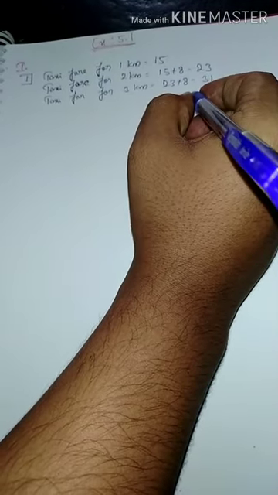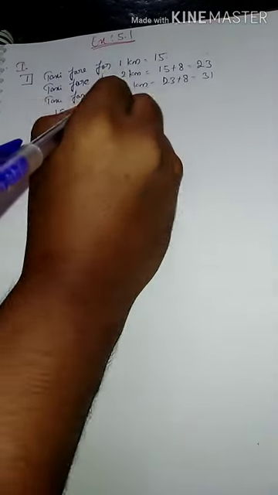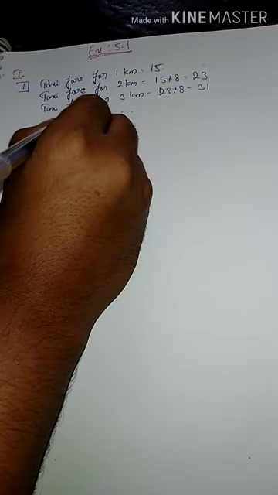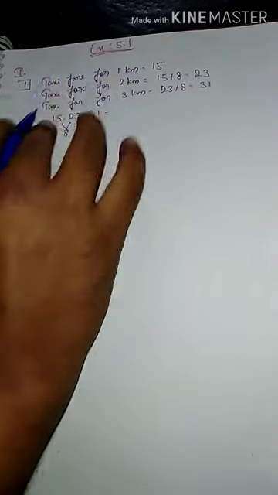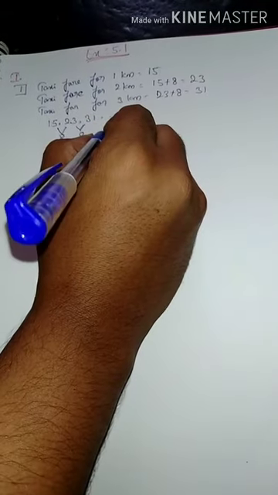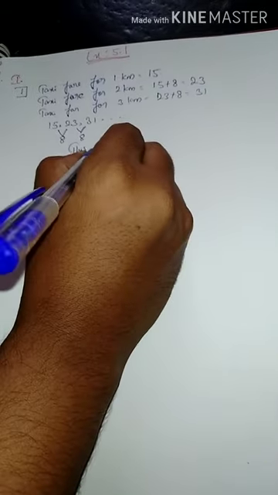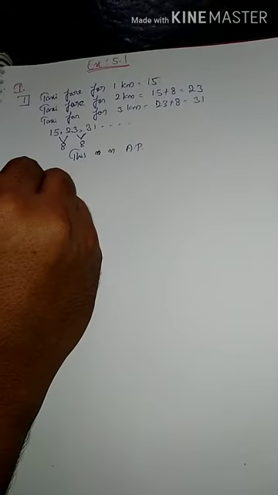So here 15, 23 and 31 and so on is the series, and the difference between any two consecutive terms, 23 minus 15 is 8 and 31 minus 23 is 8. So the difference between any two consecutive terms in this series is the same. Therefore this situation is in arithmetic progression. The next, second example.